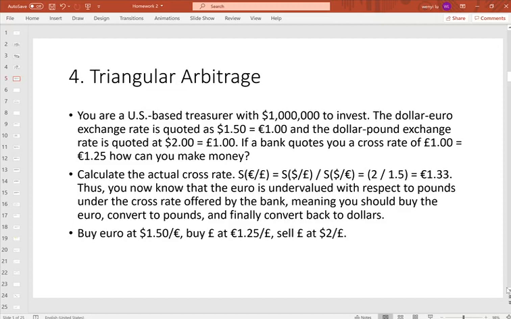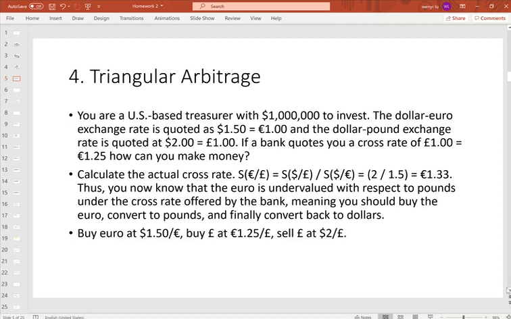Next. Okay, so these questions you are very familiar with, right? In class, we have done many examples of triangular arbitrage, right? So that's the first question we practice in this problem set for triangular arbitrage. Let's read the questions.